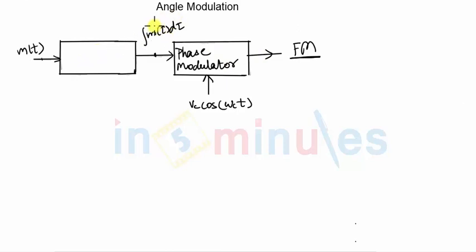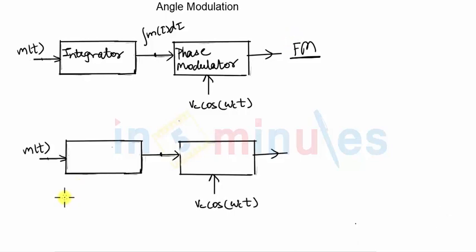To generate integration of any signal, the very obvious block that we are going to use is the integrator. So the very first block that we have in this whole setup is of integrator. So take an integrator, integrate the modulating signal, give it to a phase modulator, and that will give you FM. So this is indirect way of FM generation.